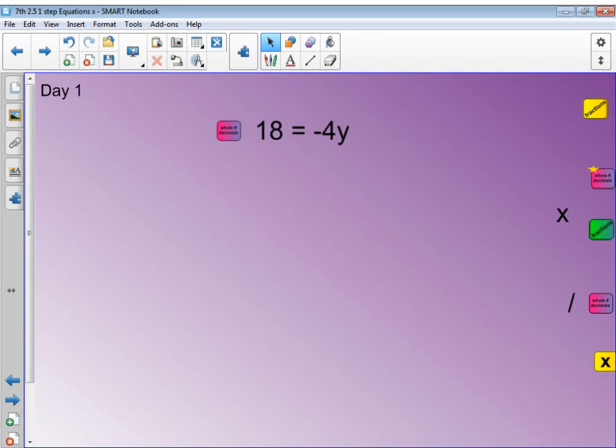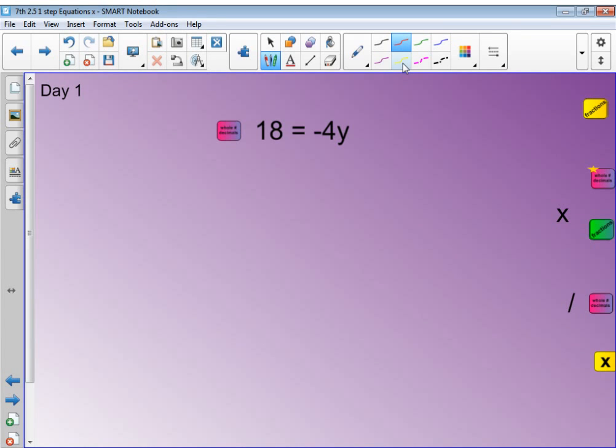Okay, so here's another one. We have 18 equals negative 4y. Okay, you're not always going to get whole number answers. So in this case, just to give you a heads up, we will not get a whole number answer. So we're going to work to either change it to a decimal or change it to a mixed number.